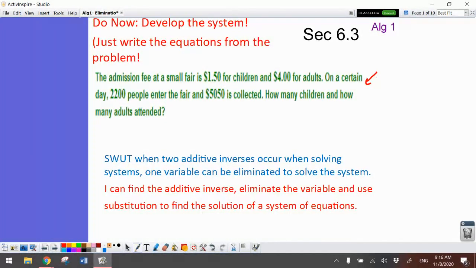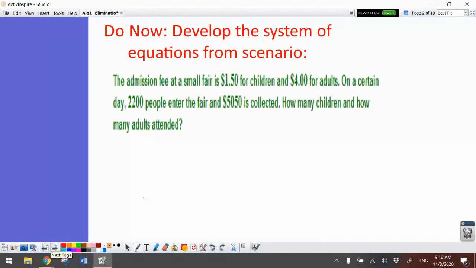Okay, so let's go ahead and start with our do now today. We need to come up with some equations based off our scenario. So we have the admission fee at a small fair is $1.50 for children and $4 for adults. On a certain day, 220 people enter the fair and $550 is collected. Okay, so we need two equations. Well, I see that I have money, money, and money. So that is obviously connected there. That is one of my equations.